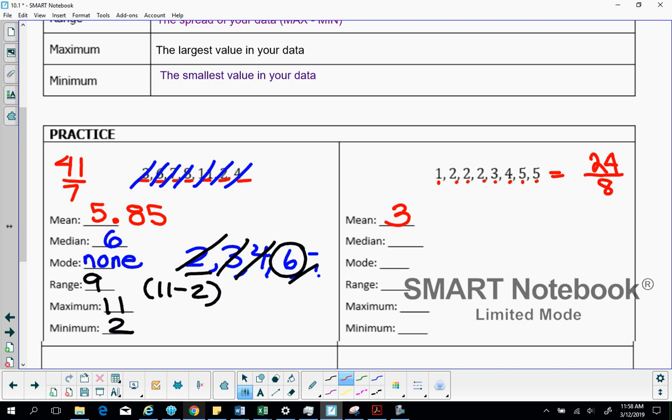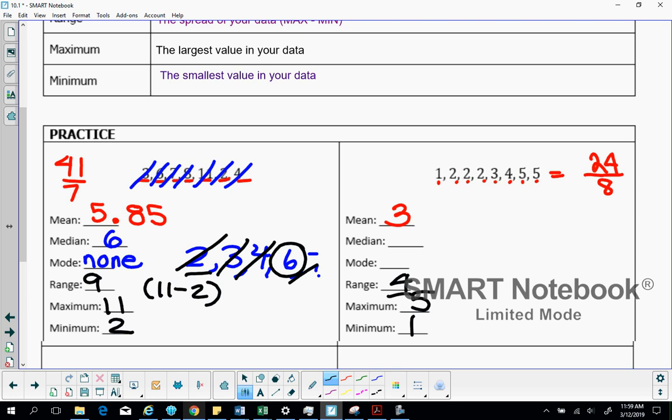Median, they already put it in order for us. So, before we start crossing out though, what is our min? 1. What's our max? 5. What's our range? 4, right? Range is just your max minus your min. So 5 minus 1.